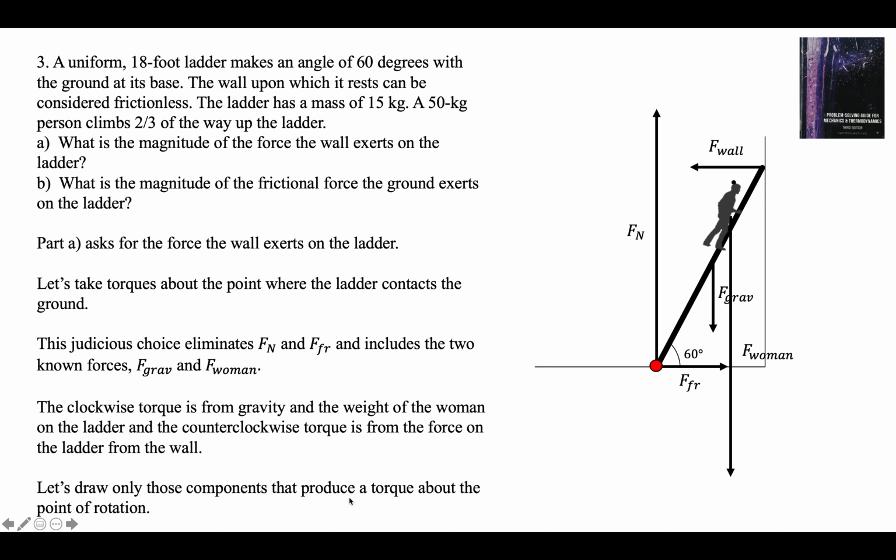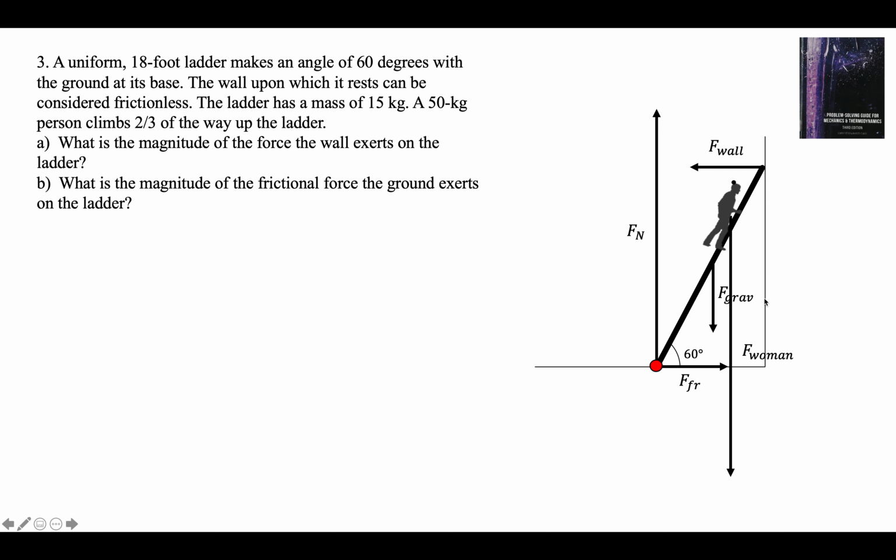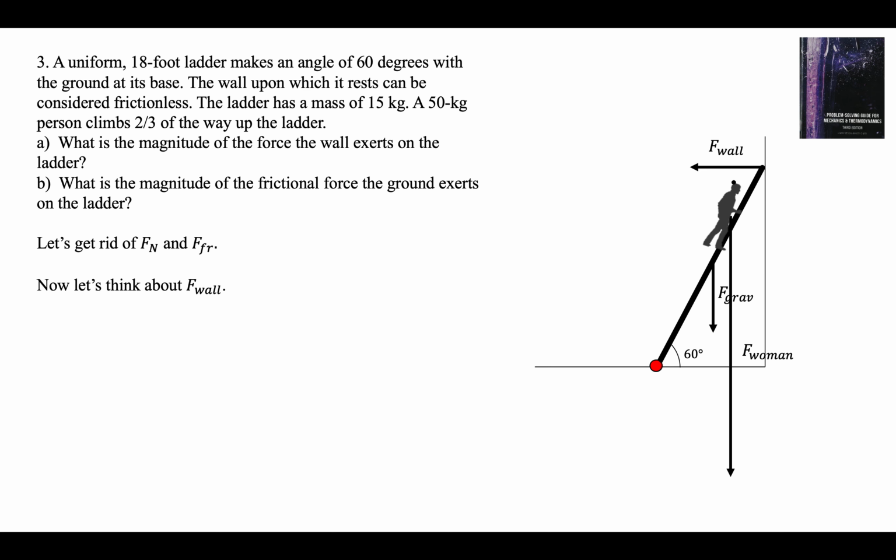So we're going to draw only the components that produce a torque about the point of rotation. What are the components that produce a torque? First of all, Fn and Fr are eliminated. Let's get rid of those. Now let's think about F wall. It's 18 feet away. The ladder's 18 feet, but it's not perpendicular to the distance. We want the perpendicular component.